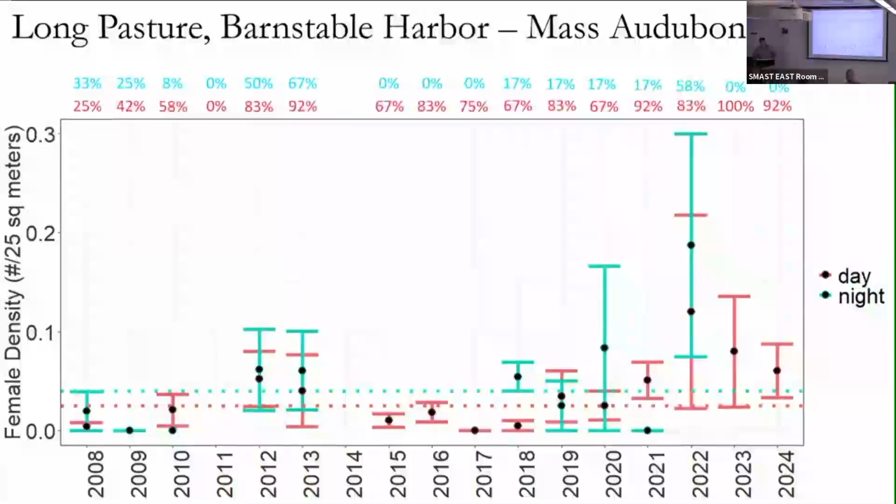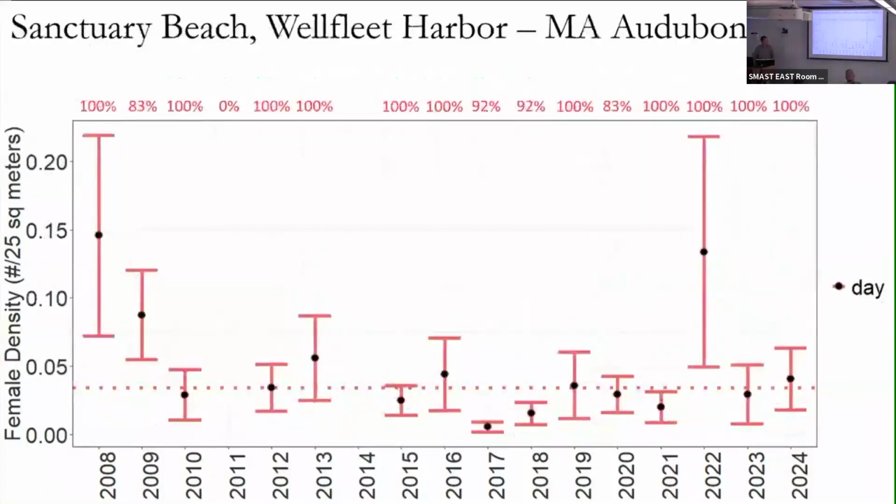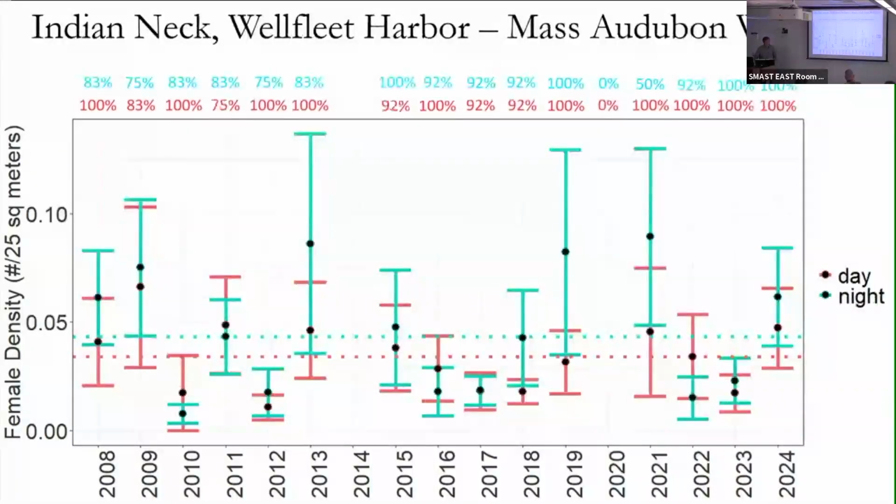Long Pasture, also in Barnstable Harbor. Pretty good, above the time series median the last few years. Moving over to Sanctuary Beach in Wellfleet Harbor. The 2024 data point was above the time series median, but not quite as high as 2022 or 2008 and 2009. Indian Neck, kind of a mixed bag there, kind of all over the place. 2024 is above the time series medians for both day and night, but it's kind of hard to pick a pattern out of this.